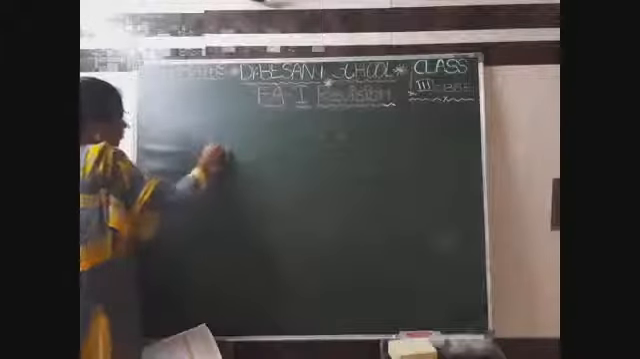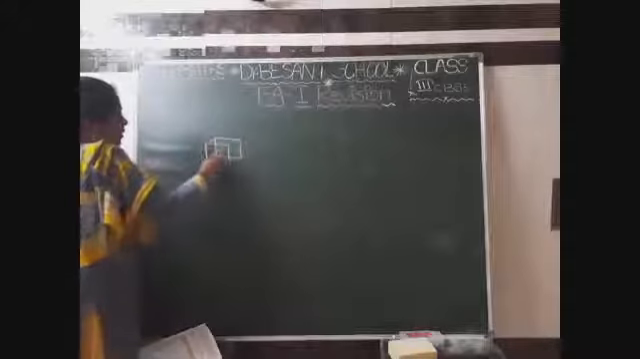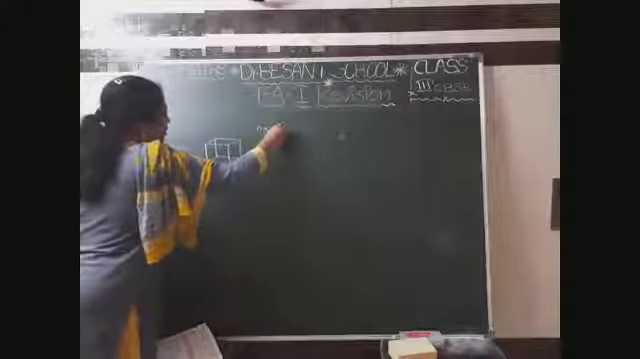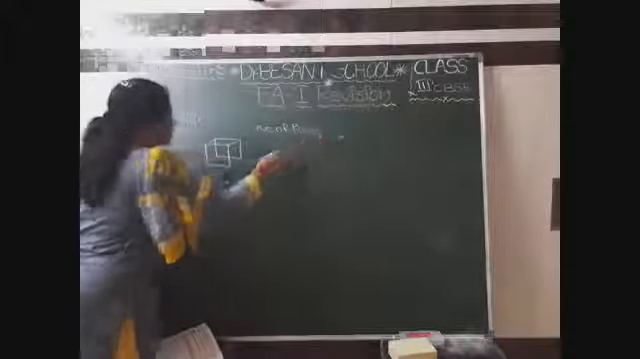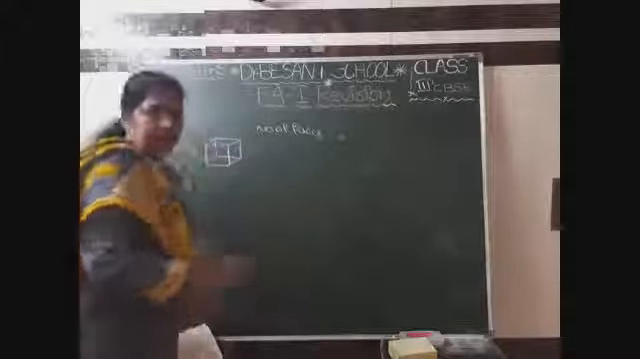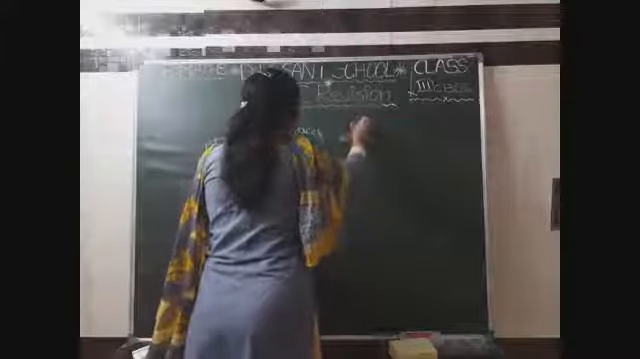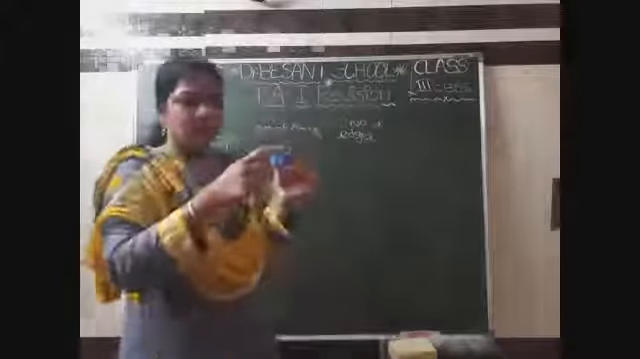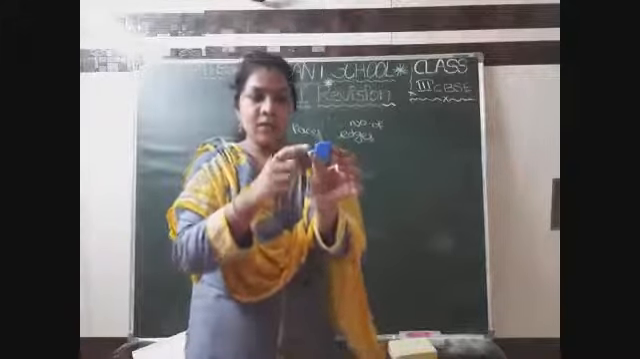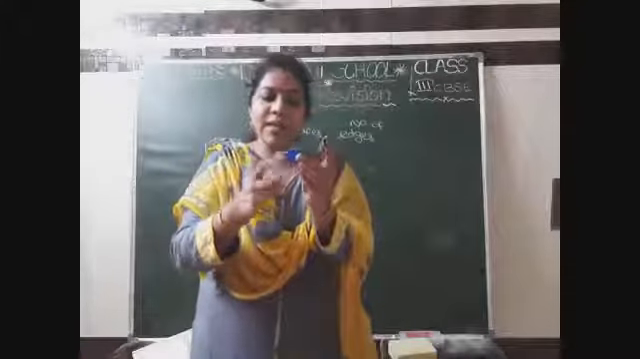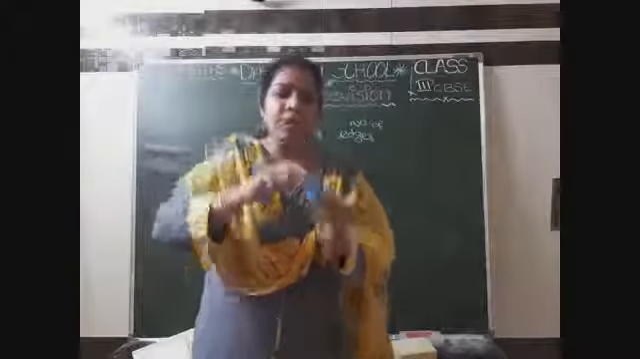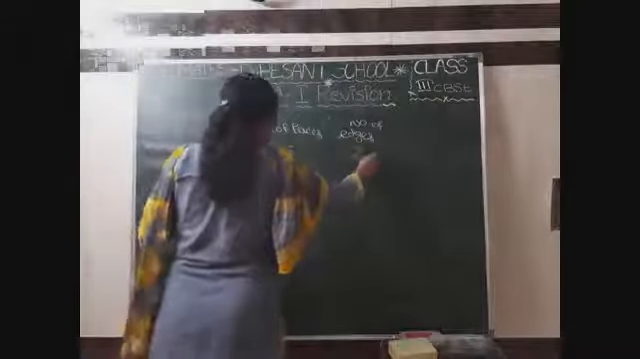Let's take the cube now. Can you say, children, how many faces are there? Number of faces. Let's count. 1, 2, 3, 4, 5, 6. Number of faces are 6. And the number of edges? 1, 2, 3, 4, 5, 6, 7, 8, 9, 10, 11, 12. Total 12 edges are there for this cube.